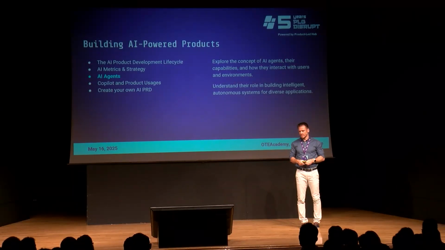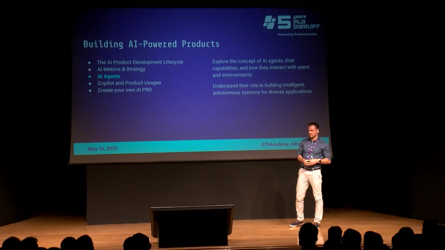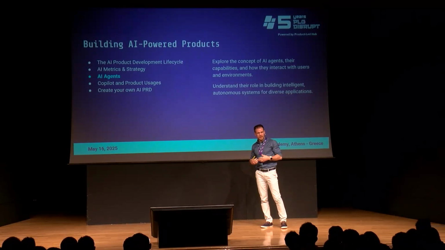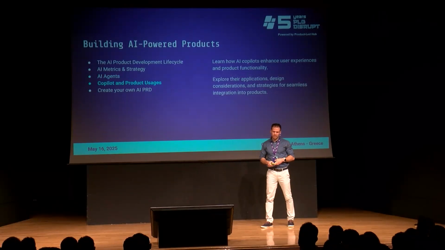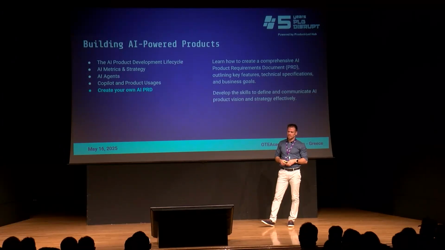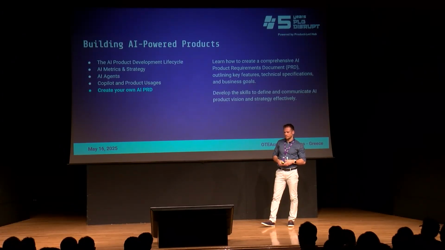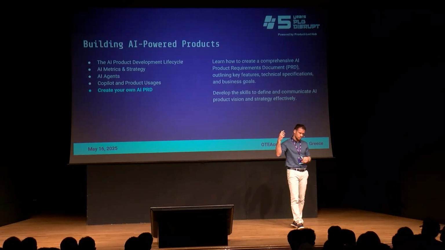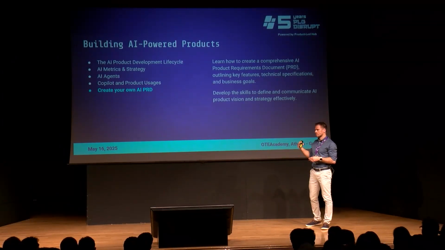We'll talk about AI agents, the concept of AI agents, the model behind this, and how you can leverage them to give value to your product. Copilot and the product uses. And finally, how you can create your own AI PRD. It's slightly different from a traditional PRD. It's more of a living document in different aspects. But yeah, this is part which will actually help you in the exercises.